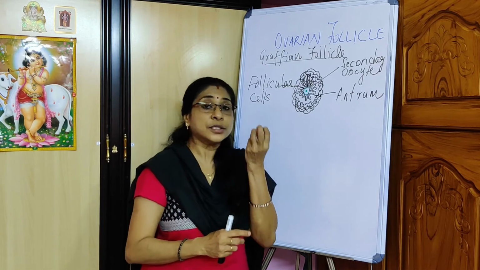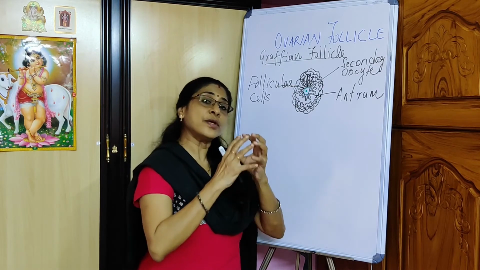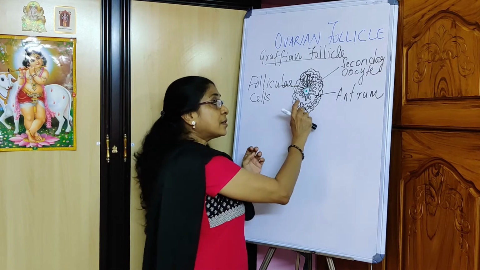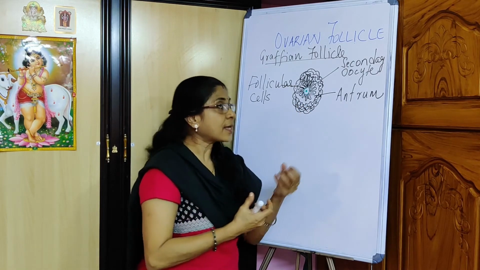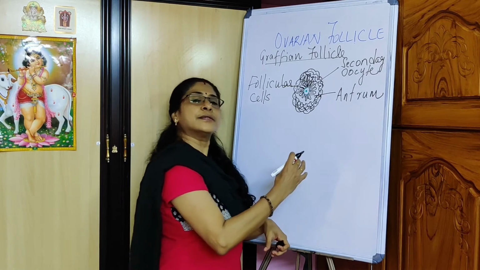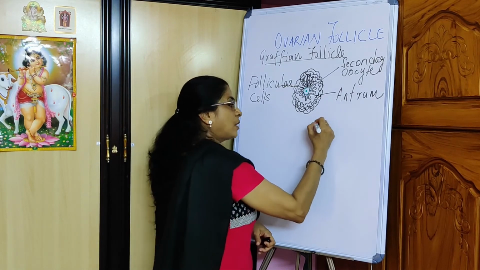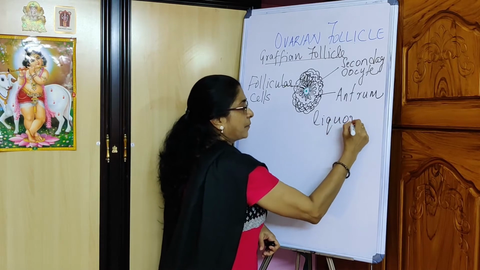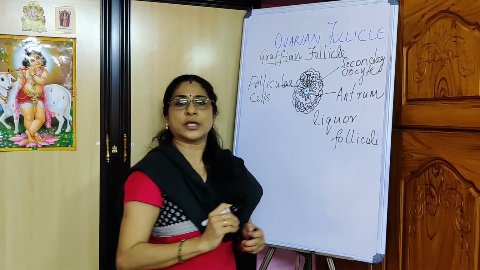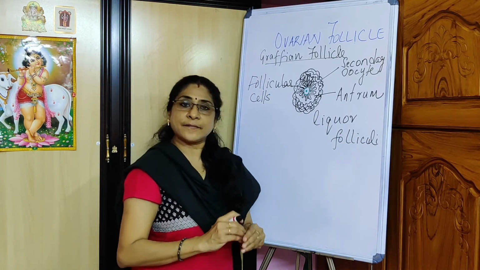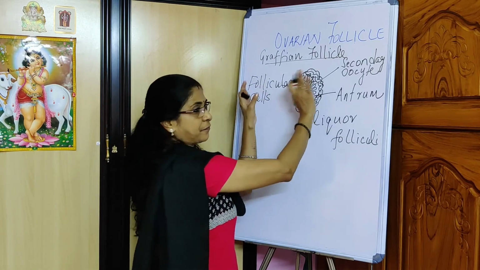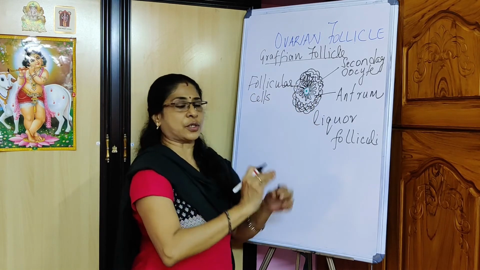Let's see what happens now. Remember that we had a tertiary ovarian follicle. The tertiary ovarian follicle continues to grow. And when it continues to grow, there is an appearance of a cavity inside. And this cavity is known as the antrum. And within the antrum, there is the development of a fluid called liquor folliculi. The development of this cavity and the fluid pushes the follicular cells towards the periphery. You can see it is getting pushed out.